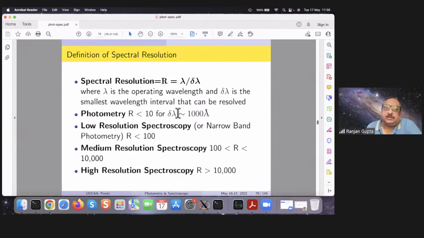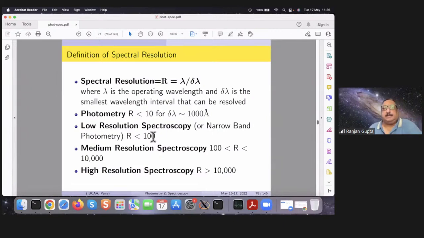The next stage, because the bands are 1000 angstroms, is you start improving the resolution, which means you will sample the black body in smaller and smaller sections. So now the R is more than 10 and typically up to 100. Some people may like to call it narrow band photometry, or the spectroscopists will call it a low resolution spectrum. It depends only on the user, but ultimately it is the R which is defined.